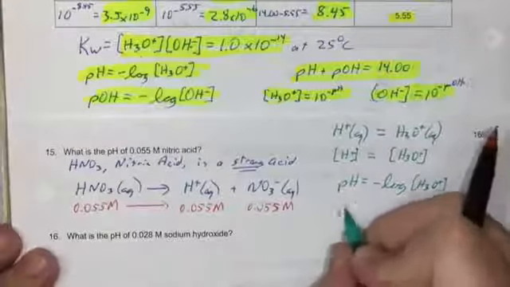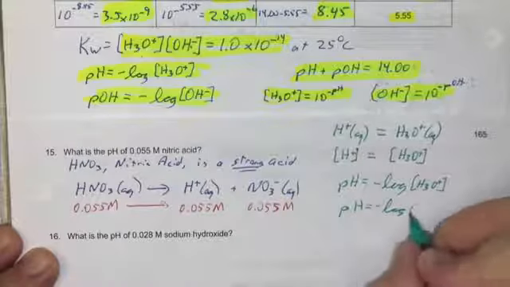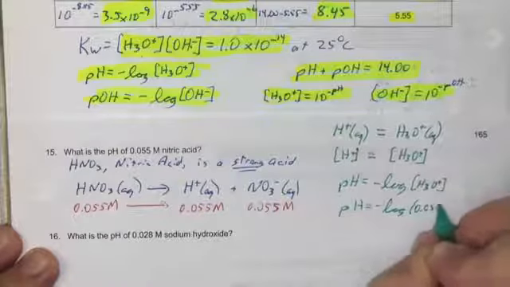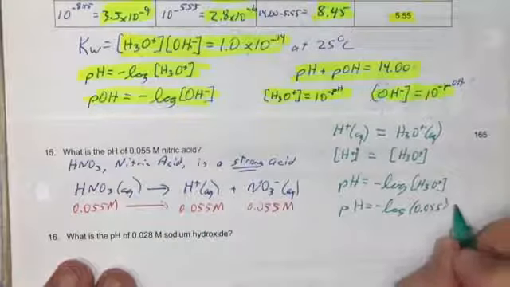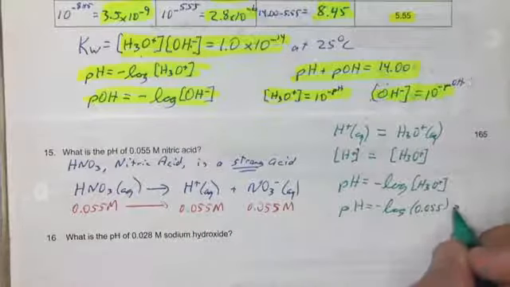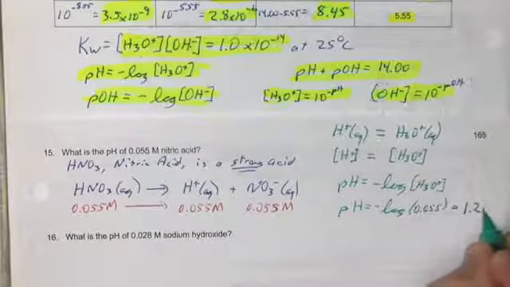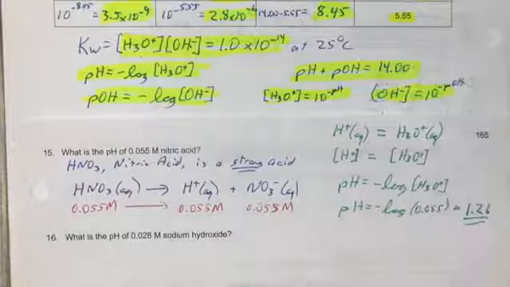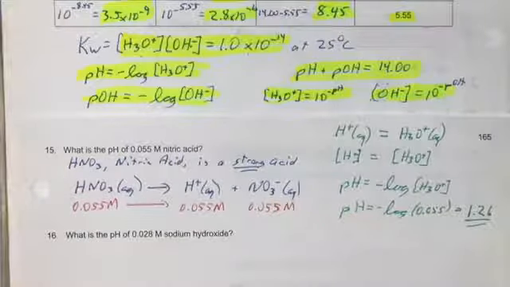And this is a strong acid, so pH is equal to negative log of 0.055. Hydronium means exactly the same as H+, and so when we calculate pH, it calculates out to be 1.26. That's a low pH. That shouldn't surprise us. This is a strong acid, a fairly concentrated strong acid.